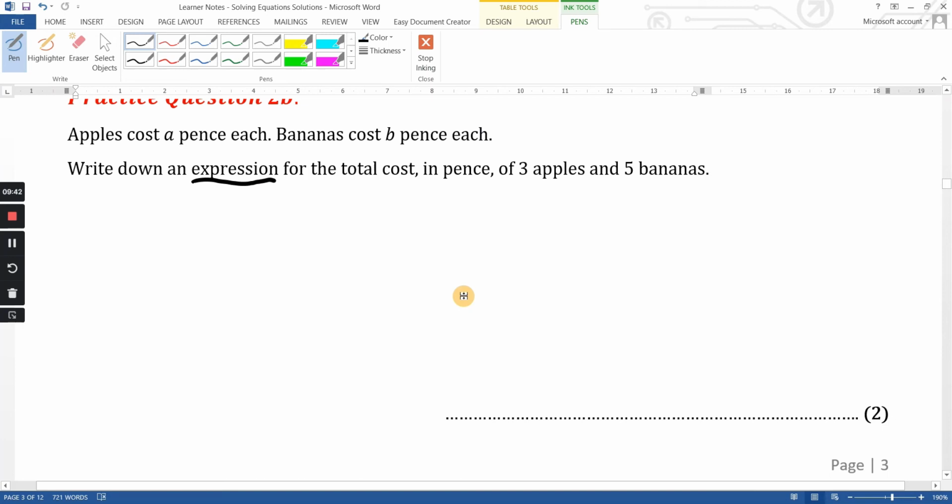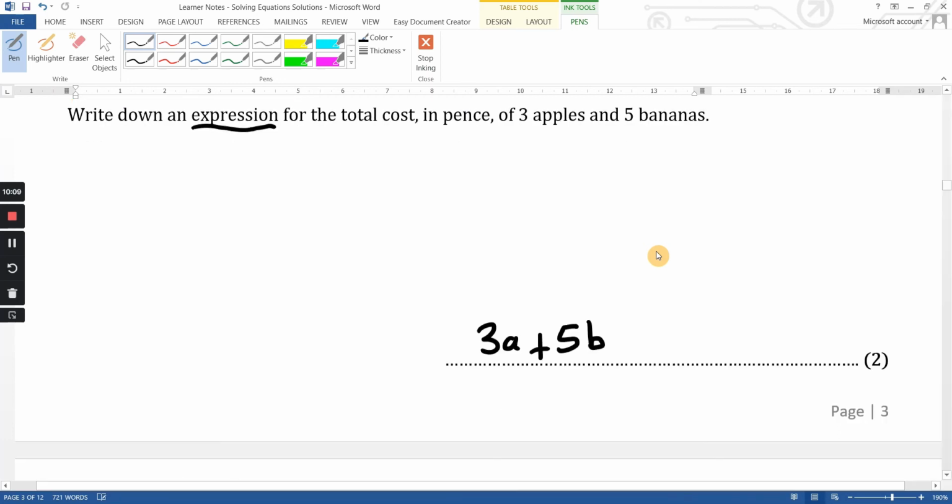So we should have just the variables on their own. We've got 3 apples, so it's 3 of these, that's 3A, and 5 bananas, so 5 of these. You can't simplify it, you can't do anything to that. You can't physically add them together. You're going to have to leave it like that, and that's your expression. Let's move on.